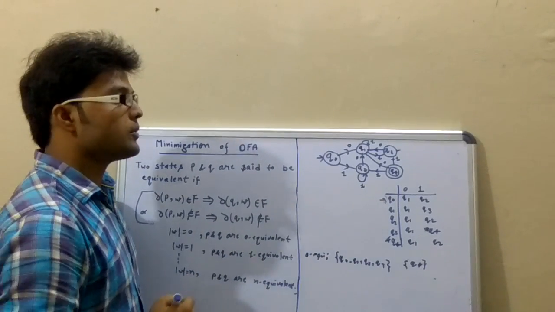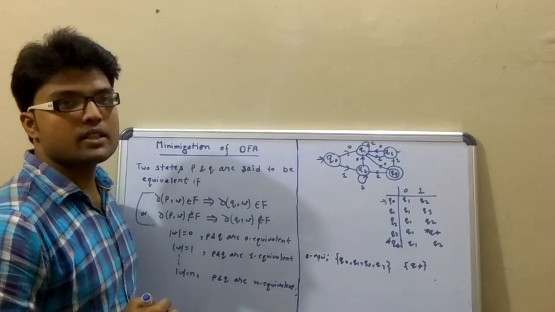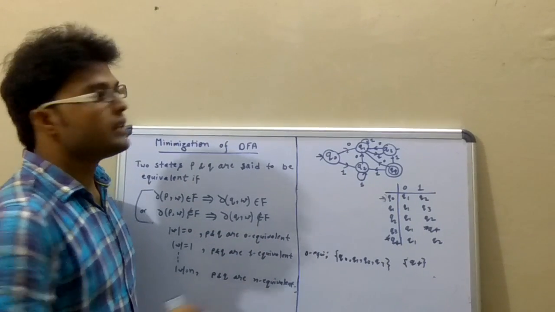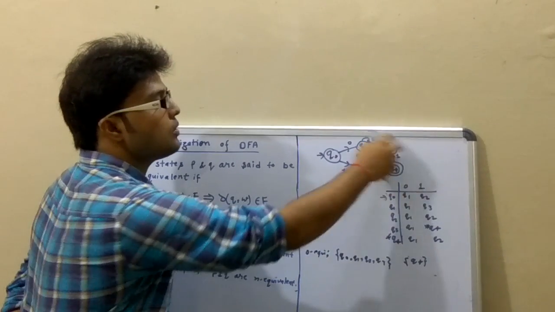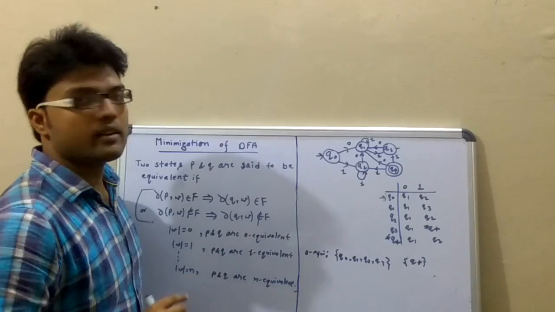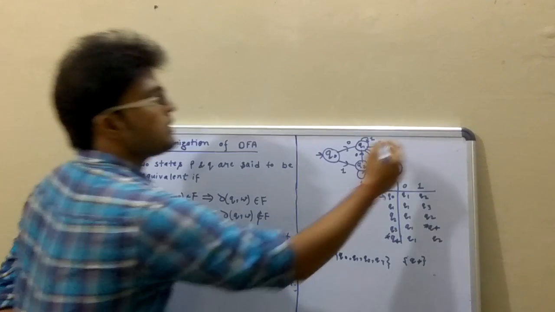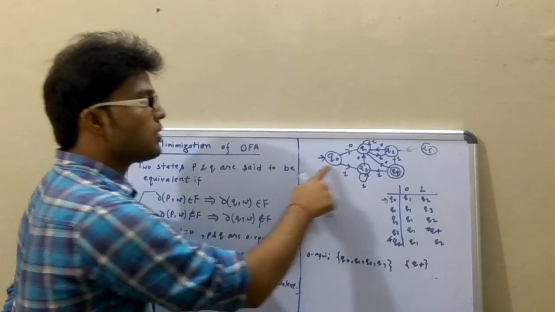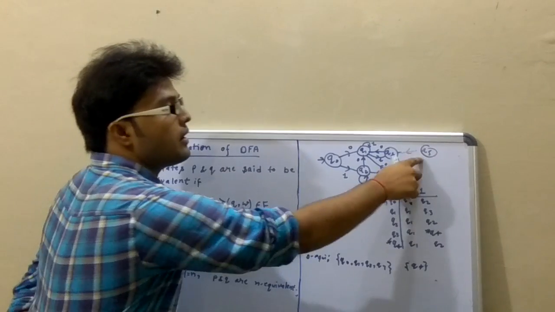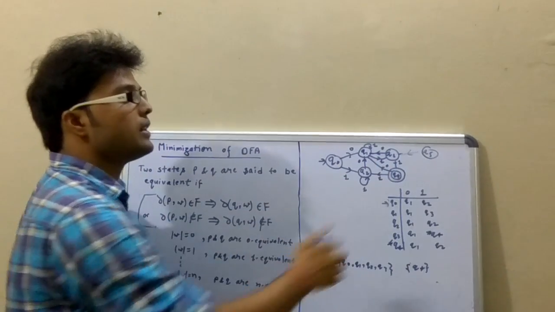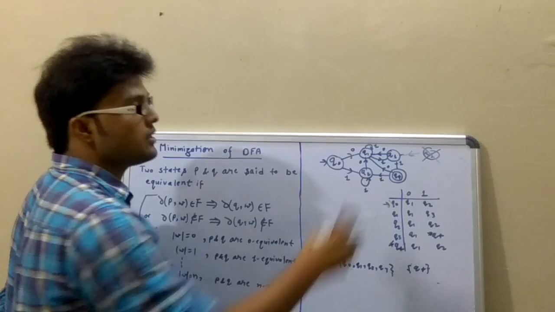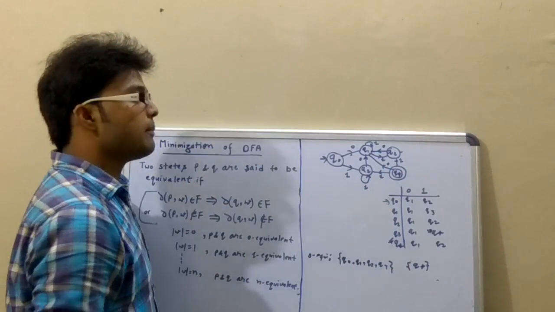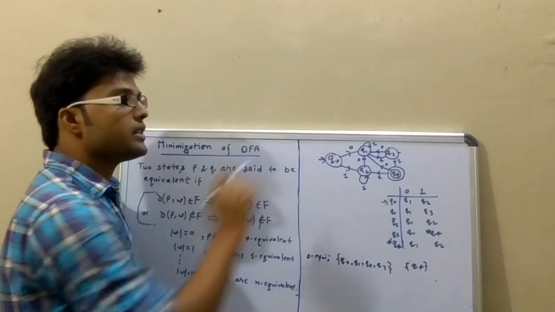So the first step of the procedure is to delete the unreachable states. If it contains any unreachable state, then we will delete that state. Here no state is unreachable from the start state. Suppose there was a state, say Q5, that cannot be reached from Q0. If it were present in the DFA, then we would delete this state initially. Since it is not present in the DFA, I am not taking this. So the first step is to delete the unreachable states.